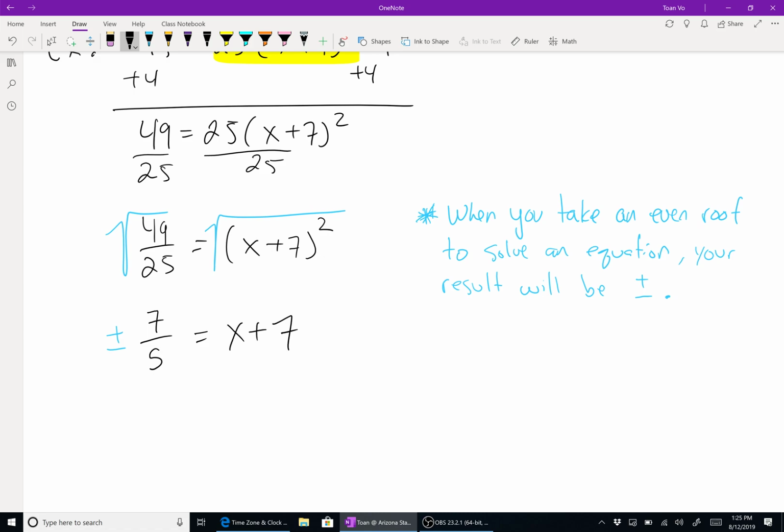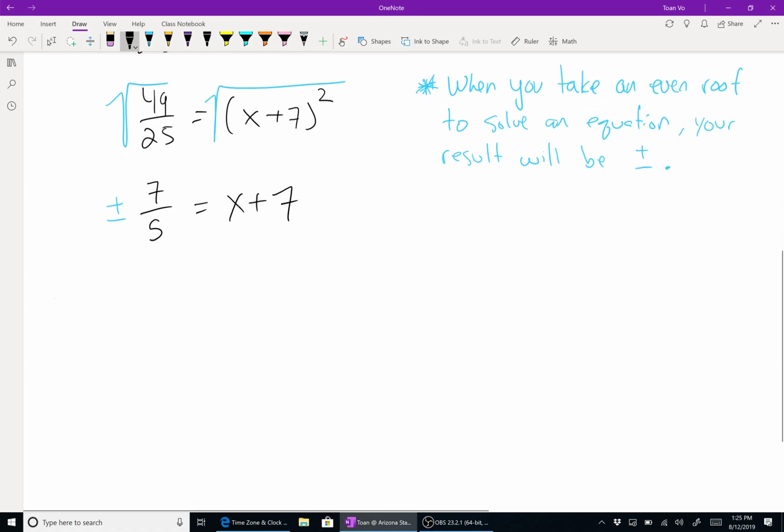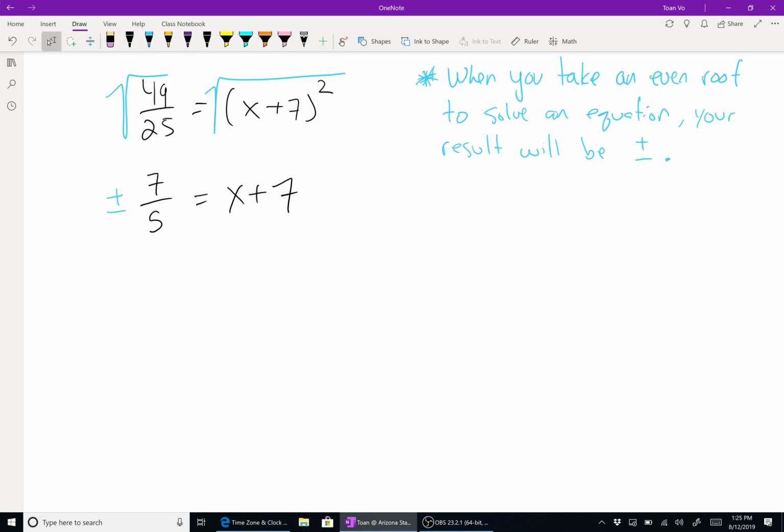And then from this point on should be child's play, subtract 7 from both sides. When I have answers that have plus or minus mixed with regular numbers, I always like to put the plus or minus at the end. So this really isn't a math thing. This is more of a Mr. Vo trying to make math look pretty thing. So when I subtract this 7 over, I'm actually going to write the subtract 7 first, or negative 7, and then put the plus or minus at the end. Right. That's how I'd write the answer.